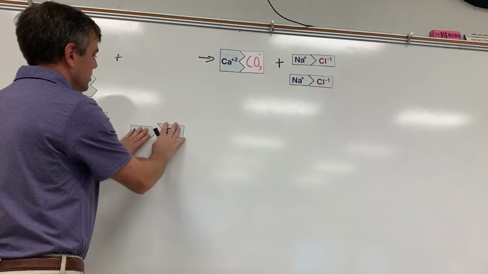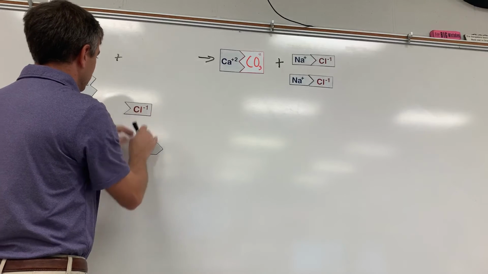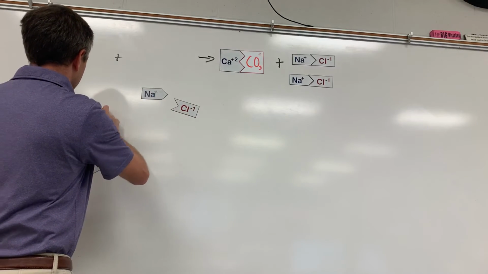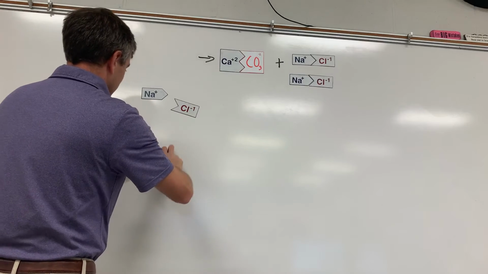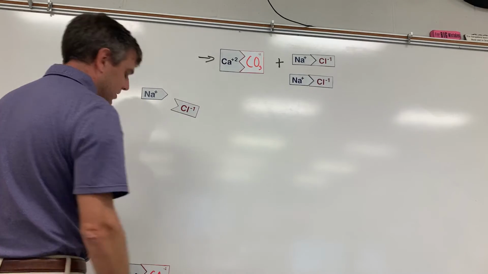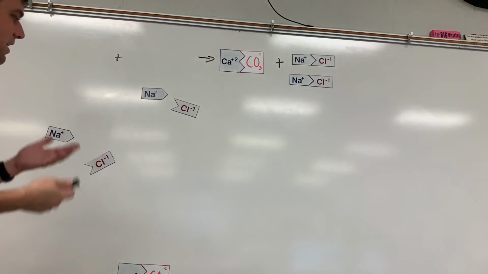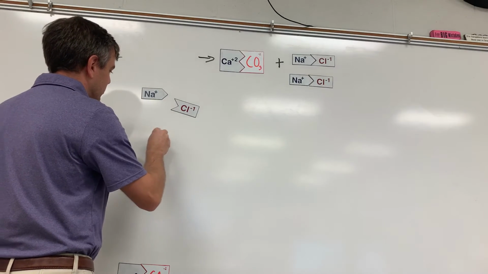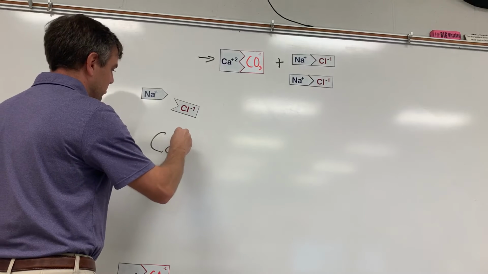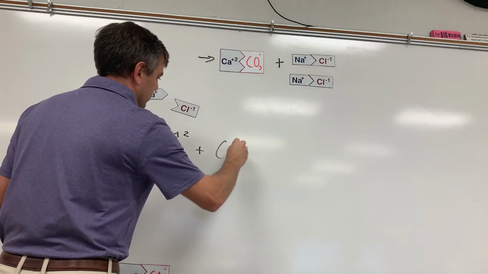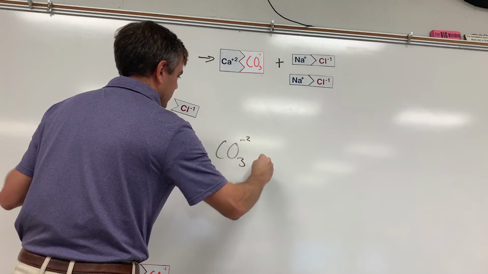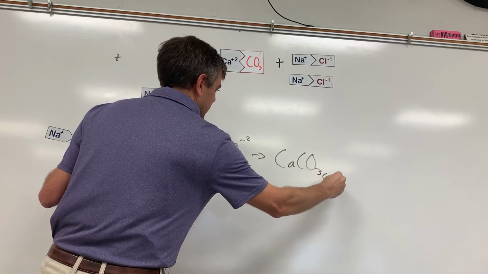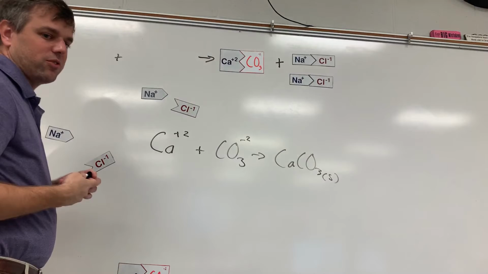They are still soluble, so they can stay broken apart and floating around in solution. But whenever a calcium and a carbonate come into contact with each other, they form a precipitate and sink to the bottom of the container as our solid. So a net ionic equation would say that calciums with a +2 charge plus carbonates with a -2 charge form calcium carbonate as a precipitate.